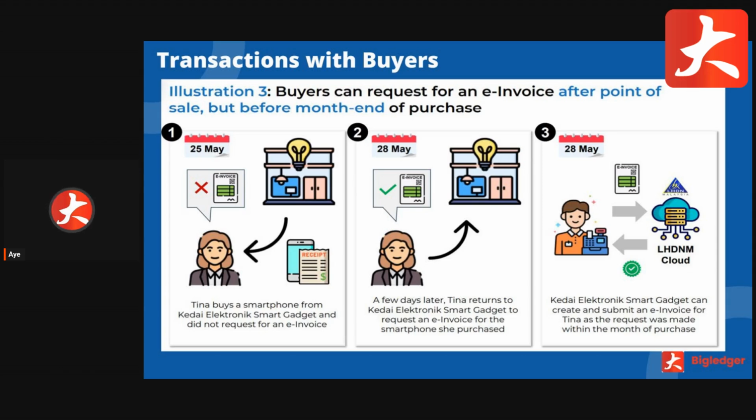So the cashier can find the receipt that Tina purchased before and then update Tina's details, then submit to LHDN. Then LHDN can return the valid e-invoice to Tina, and also to the company side.